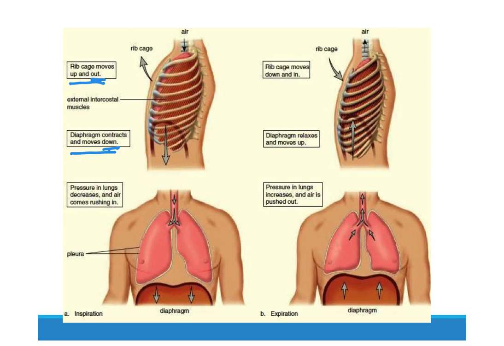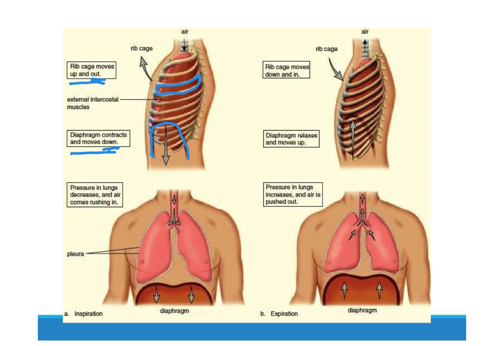These intercostal muscles in between the ribs are contracting to move the rib cage up, and also your diaphragm is contracting in order to move down. So inhalation, you've got muscles contracting to expand the thoracic cavity, to expand your rib cage, to pull the air into your lungs.